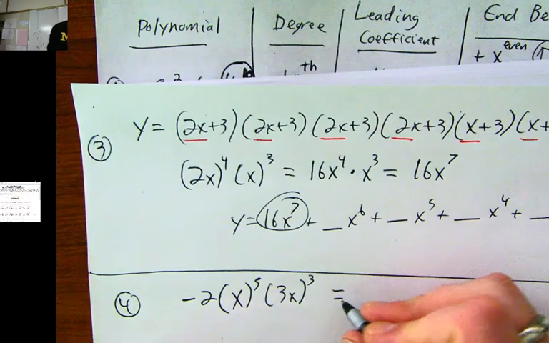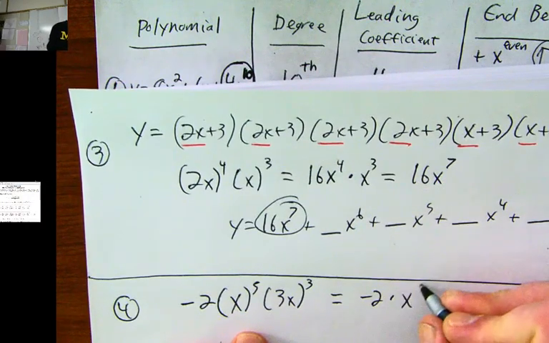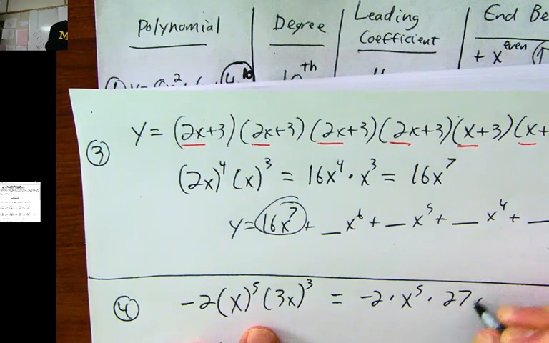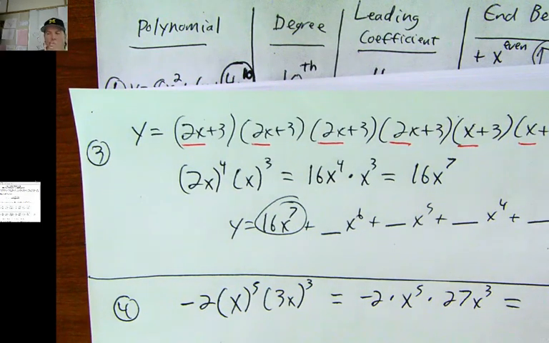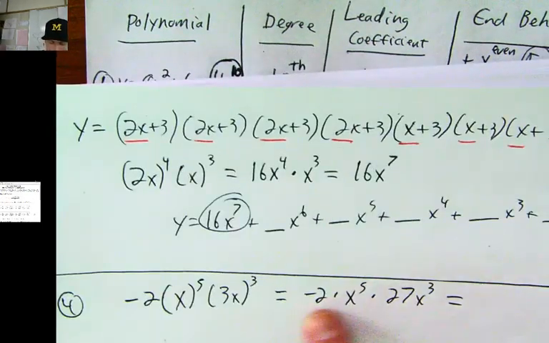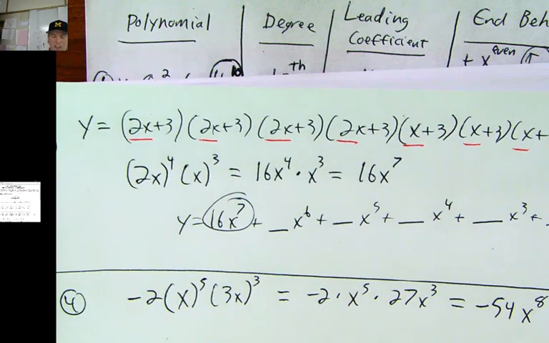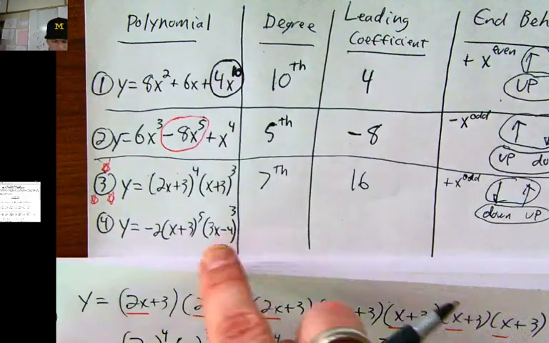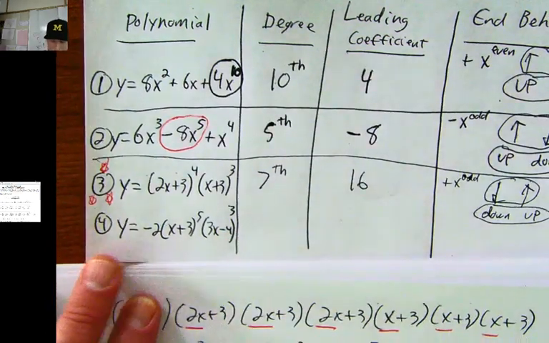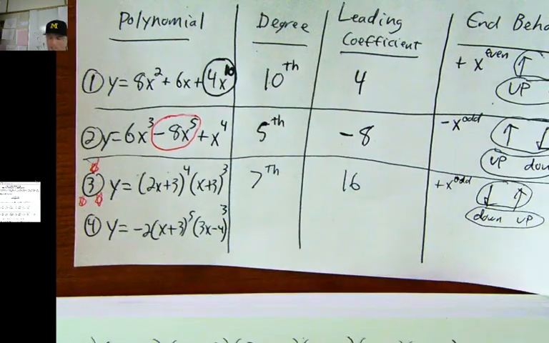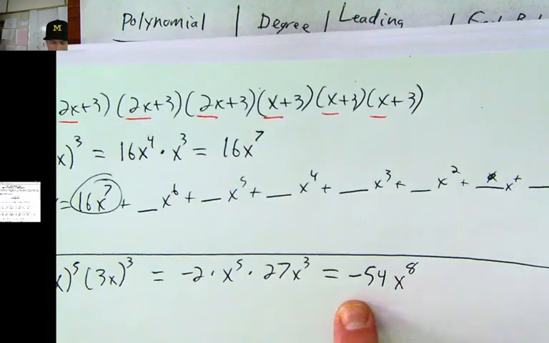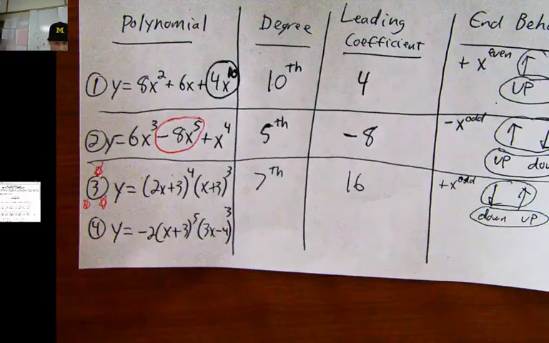This works out to be -2 times x to the 5 times 27x cubed. And then if I multiply this out, I get -54, -2 times 27, and then x to the 5 times x to the 3 is x to the 8. So I don't know what all of this stuff completely works out to be, but I do know that it's going to get started with a -54x to the 8, and then plus something x to the 7, plus something x to the 6, and so on.